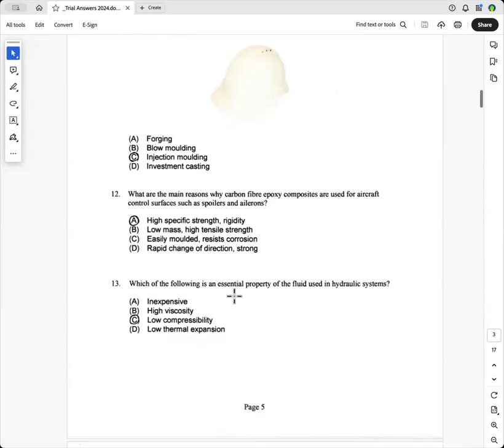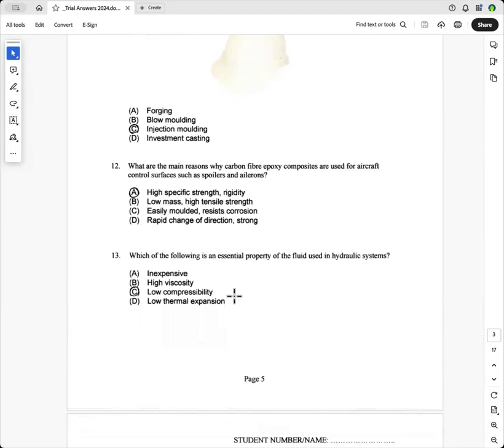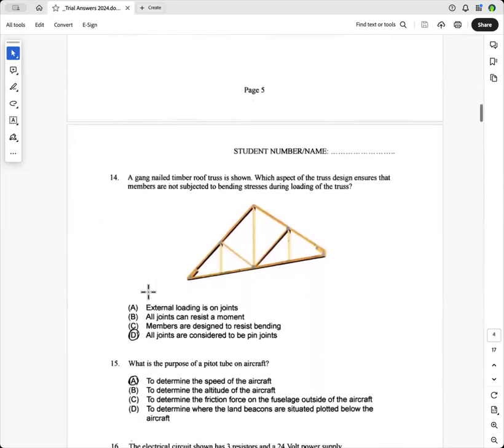Which of the following is an essential property of the fluid used in hydraulic systems? Now, as you know, pneumatic systems are nowhere near as positive as hydraulic systems because the fluid, which is a gas in pneumatic systems, compresses, and so you don't get a positive movement. You get bounce in it. So you're looking for low compressibility, and liquids have very, very low compressibility. So C is the answer there.